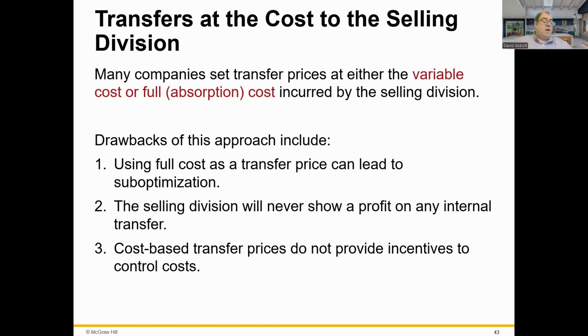If cost is used as the transfer price, the selling division will never show a profit on their internal transfer. The only division that shows a profit is a division that makes the final sale to an outside party. Cost-based transfer prices do not provide incentive to control costs. If the actual costs of one division are passed to the next, there is little incentive for anyone to work on reducing costs.